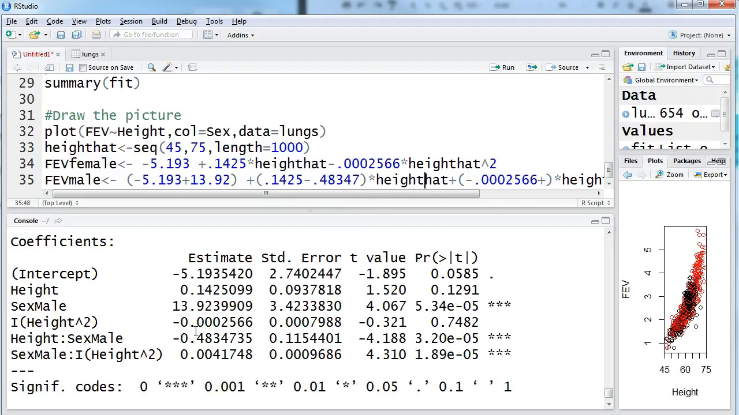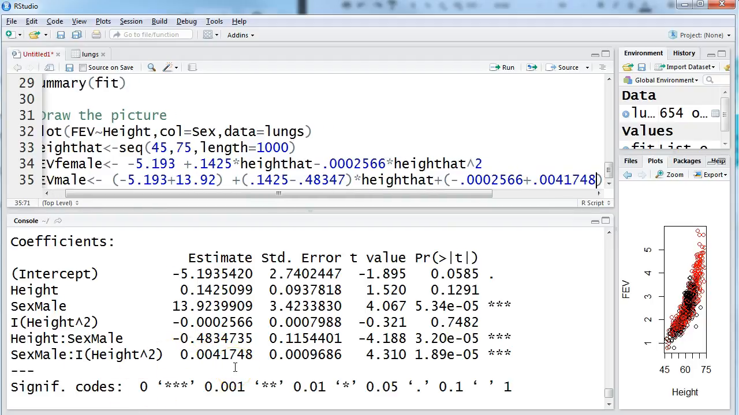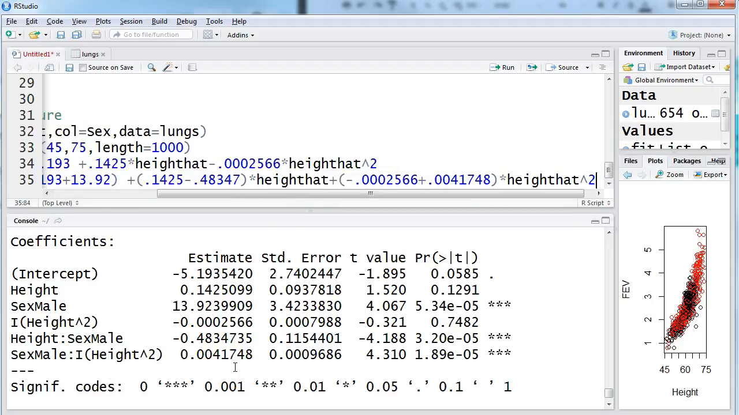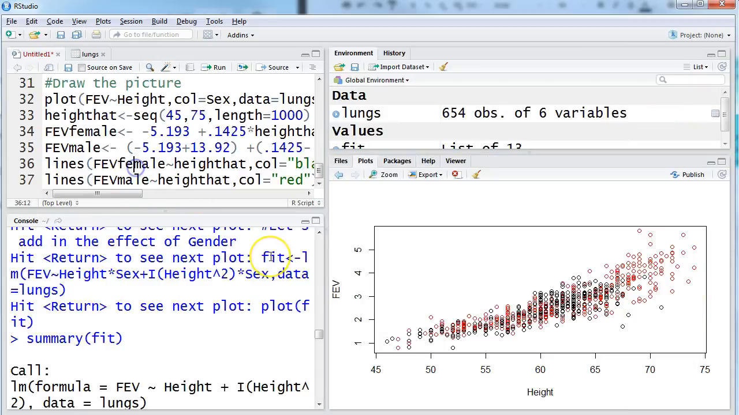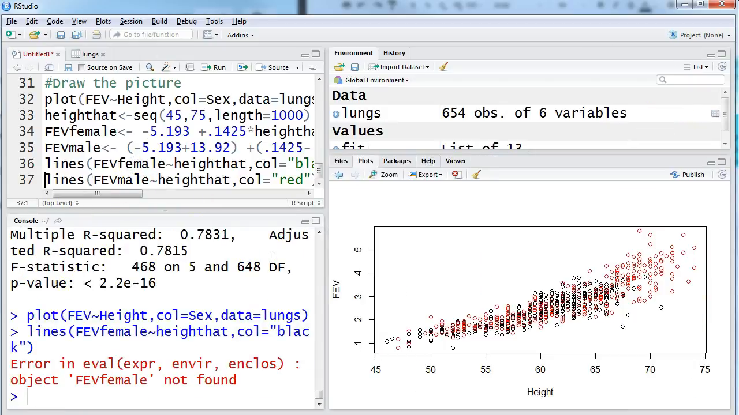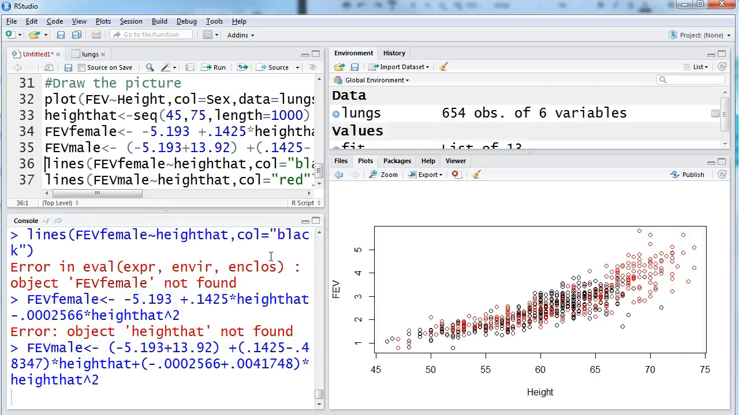0.48347, that should be enough decimals. And height squared for males is this number right here, 0.004178. So now I have both of these. I can add them to my picture. And if this doesn't work, we're gonna pause the video. It does, oh, it's gonna, because I have to run the line.